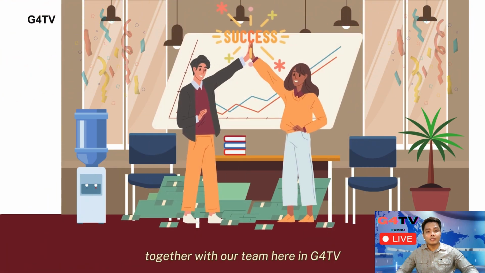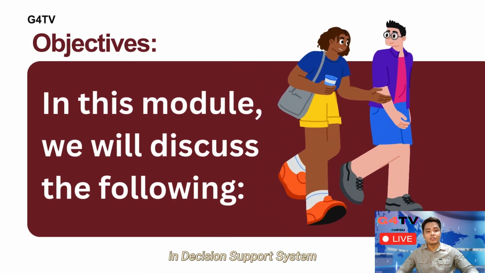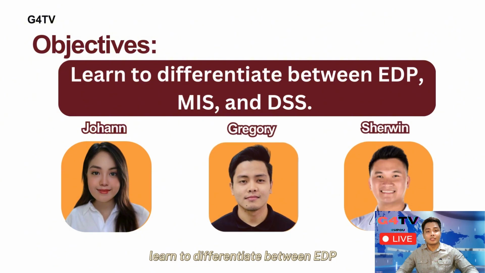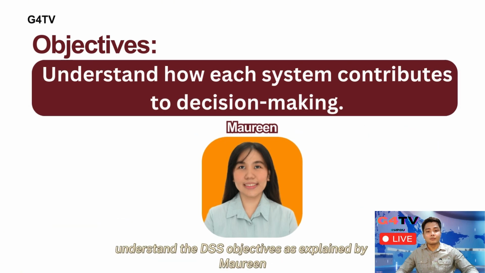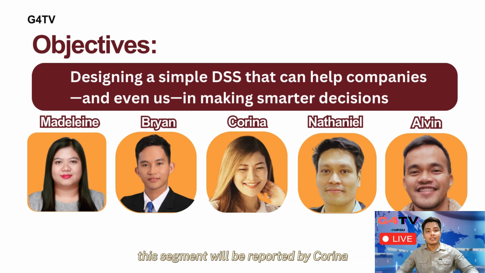Together with our team here at G4TV, we're excited to guide you through Module 5 on Decision Support System. Learn to differentiate between EDP, MIS, and DSS, brought to you by Johan, me, and Sherwin. Understand the DSS objectives as explained by Maureen. And finally, we'll dive into designing a simple DSS. This segment will be reported by Corina, Brian, Jigs, Nathaniel, and Alvin.